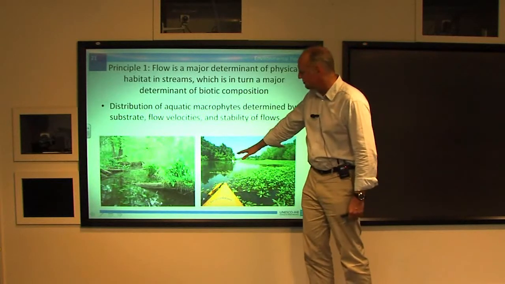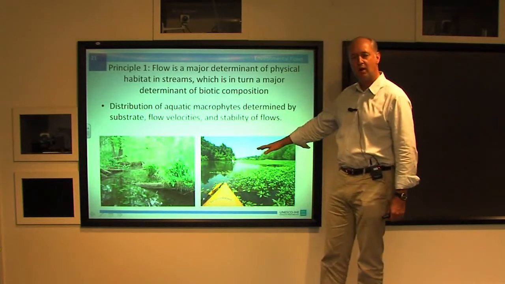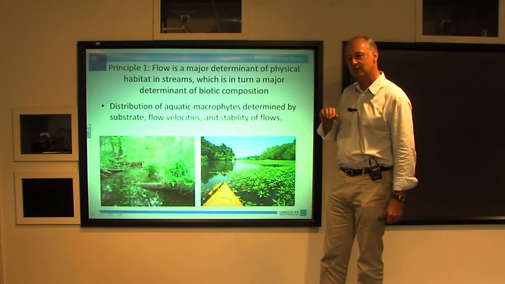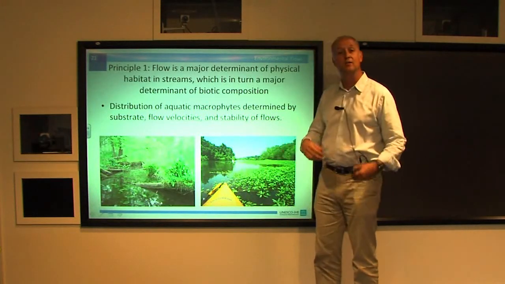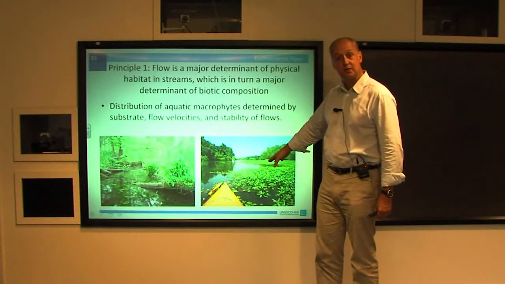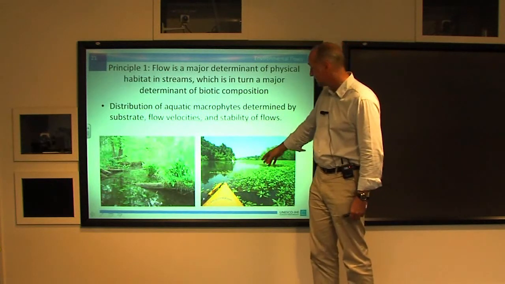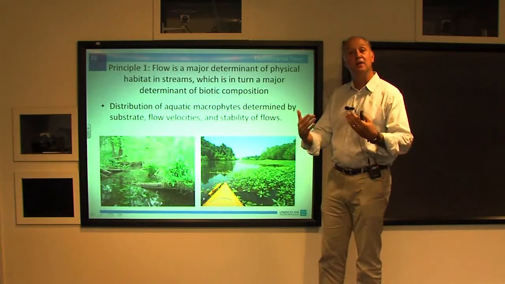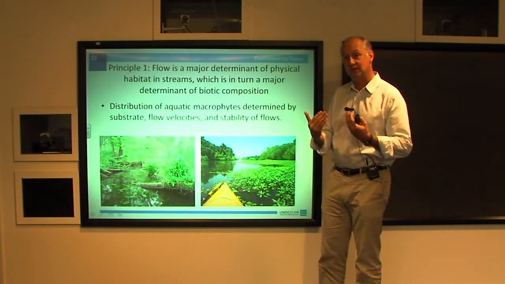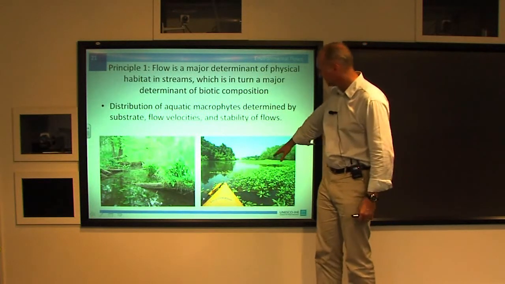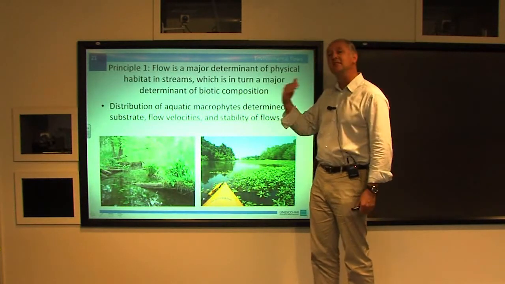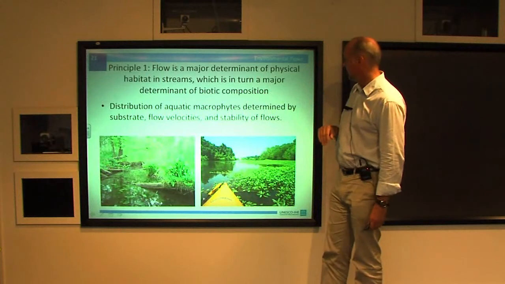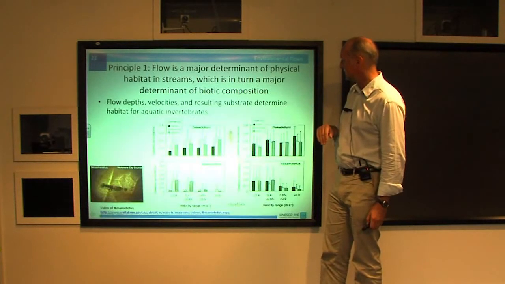In this case, we see a much slower moving, probably lower disturbance regime with large areas of macrophytes growing in substrate on the bottom. Now, these macrophytes have become so abundant that they're also influencing flow. They're baffling the velocity of flow. So we can see that feedback also beginning in this case.